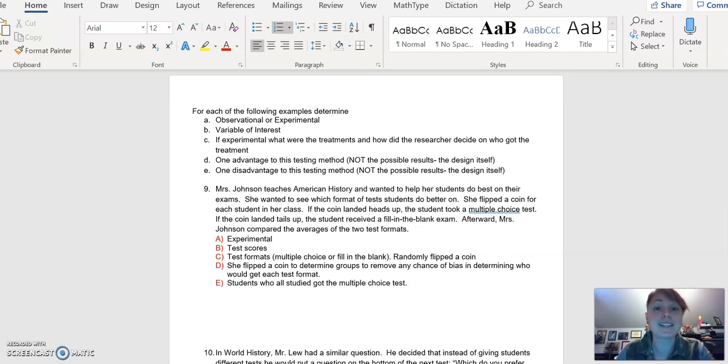And you could fix that by saying, okay, maybe at the top of the test, you write a little note about how many hours you studied. So that way, when you're analyzing data, you could remove that as a variable.